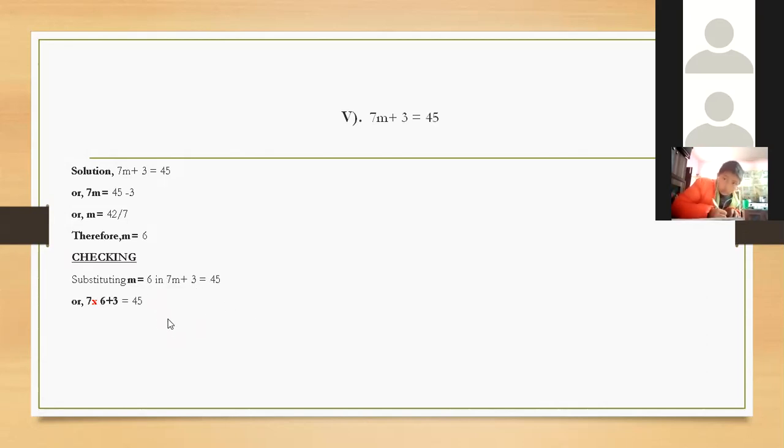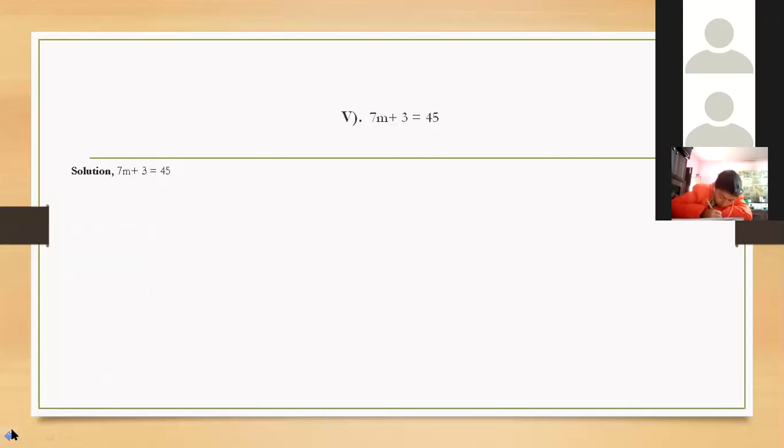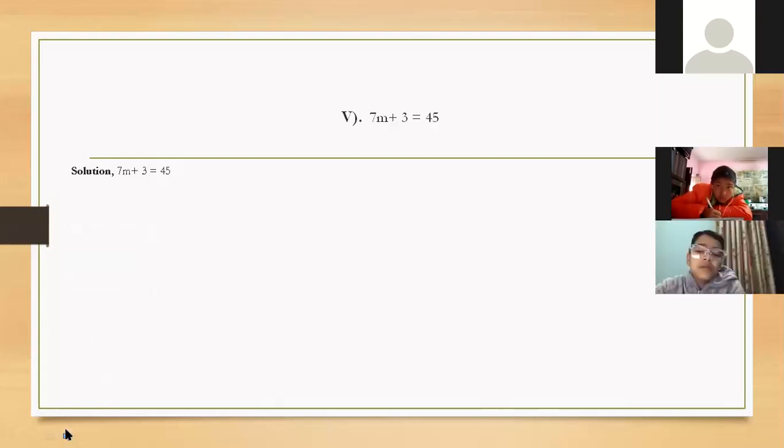Okay, first of all, write down this. This checking we need to do like that. Write it first. 6 in 7 into 6, and 42 plus 3 is 45. Then 45 equals 45. Then 7 into 6 plus 3 is 45, so the answer is 6. Good. You understood or not?